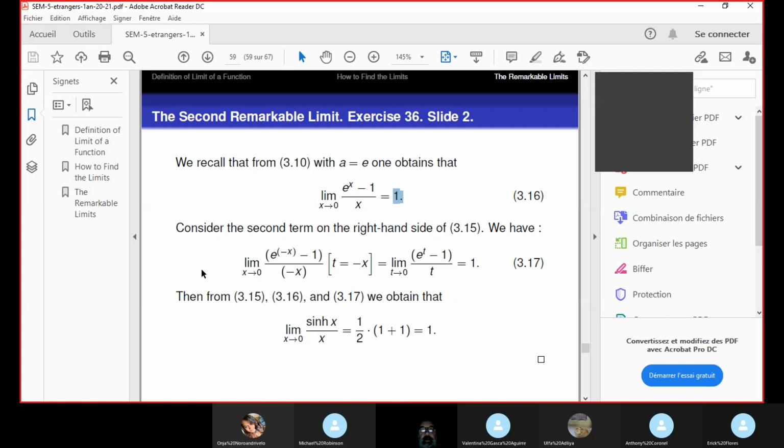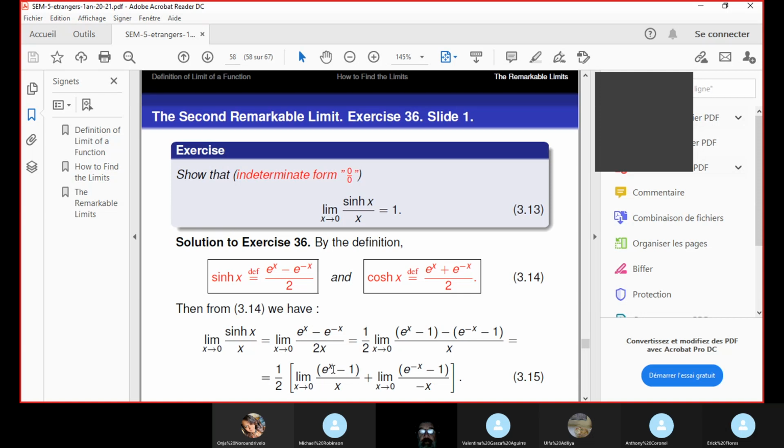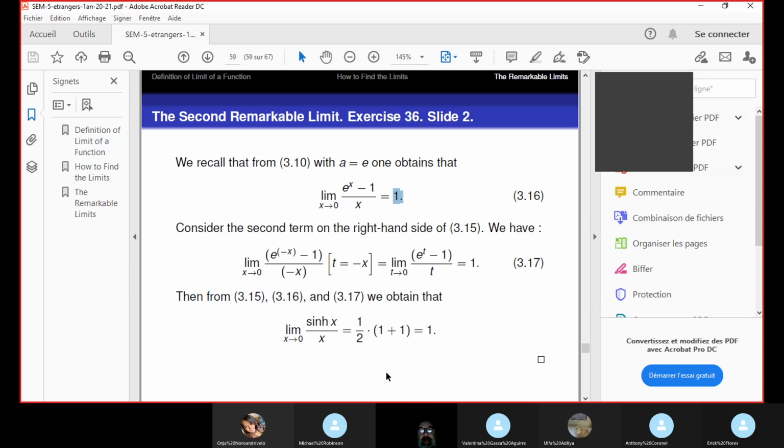So we have two terms. The first one, we know the limit of the first one, and now we have to find the limit for the second one. So in this case, you see, it is the natural change of variables. I set t equals minus x. Then my second limit will be the limit as t goes to 0 of e to the power t minus 1 over t. So as in the formula 3.16, this limit will be also 1. Agree?